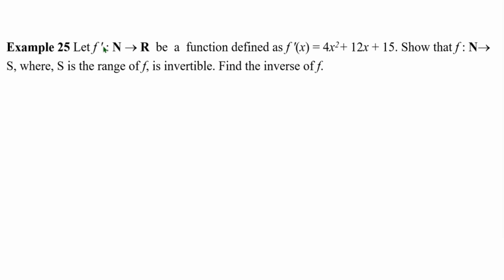So it is given f dash is a function from set N of natural numbers to the set R of real numbers. It is defined as f dash of x is equal to 4x square plus 12x plus 15. We have to show that the function f from the set N of natural numbers to S, where S is the range of f, is invertible.